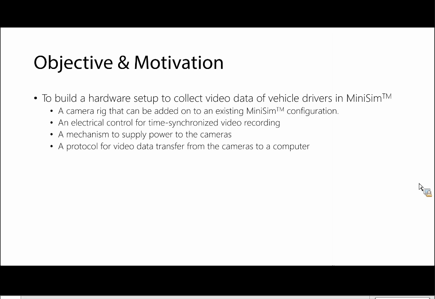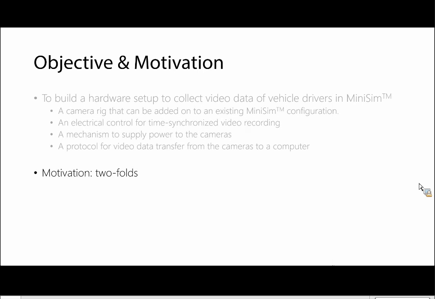And then lastly, we wanted to have a protocol for video data transfer from camera to a computer, such that without having to worry about pulling off the SD cards and then copying all the images, we would like to have a software system that automatically downloads the videos from cameras to a computer, so that the images and videos can be processed afterwards.